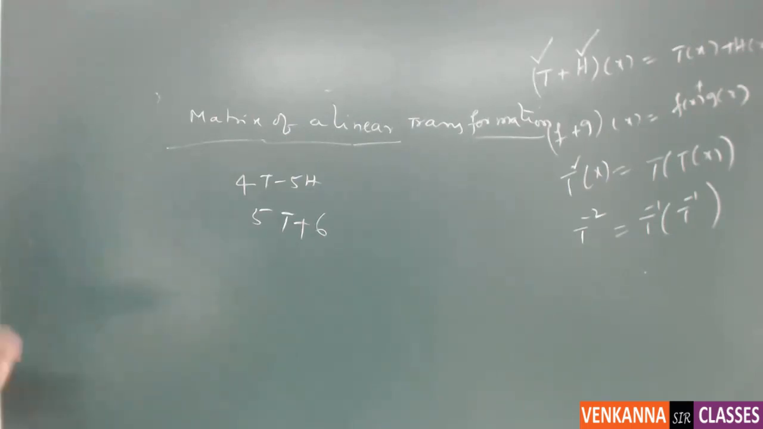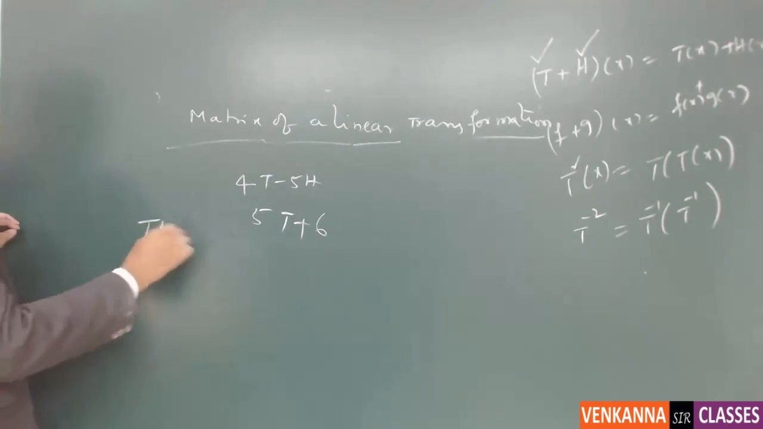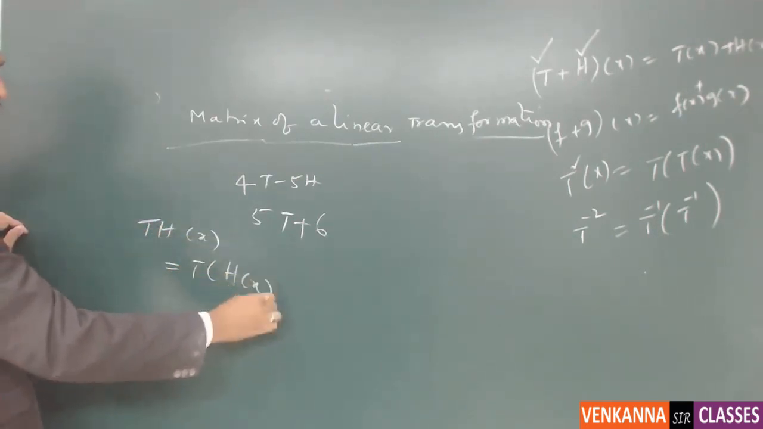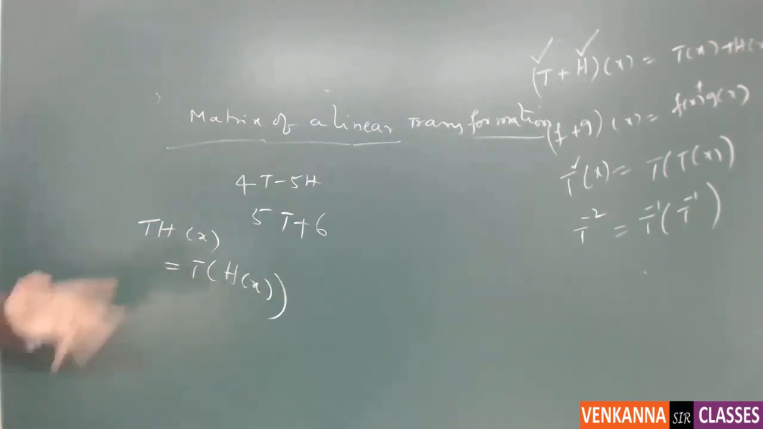Suppose you are taking the product TH of x, it is just like T of H of x, just applying composition of the mappings. Nothing different is there. Okay.